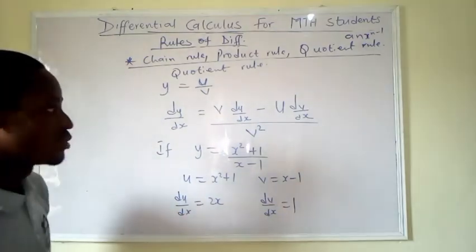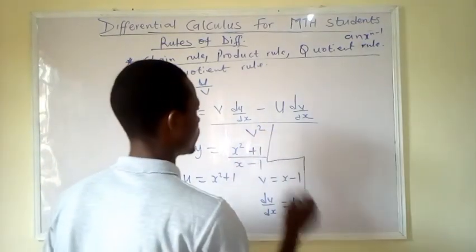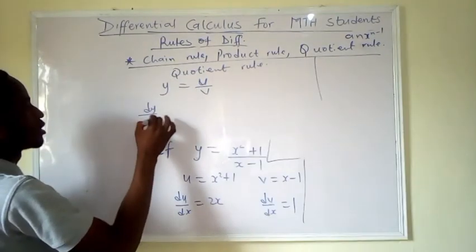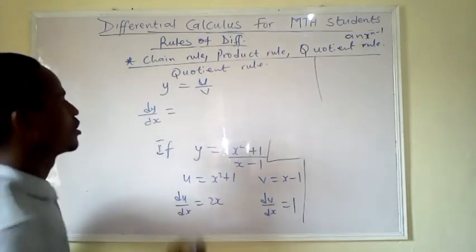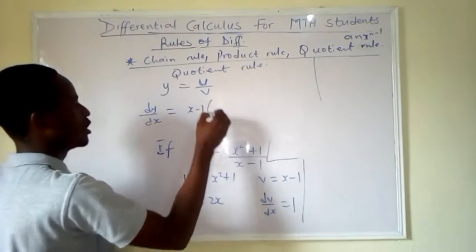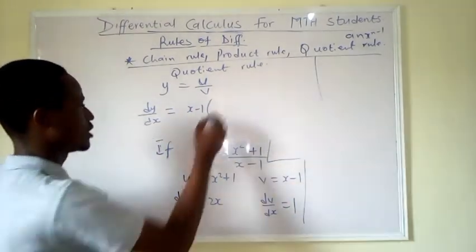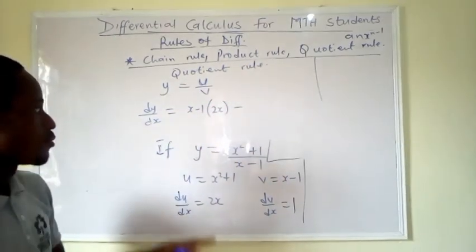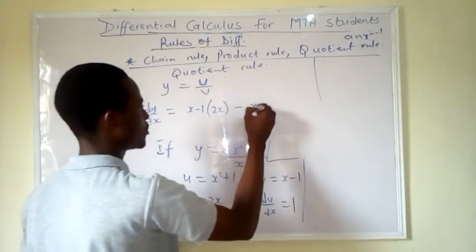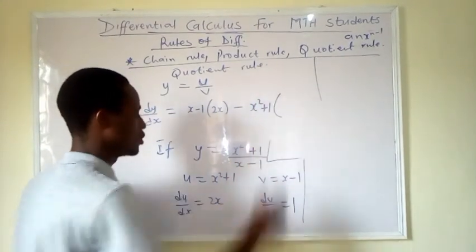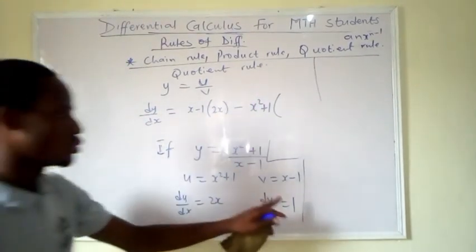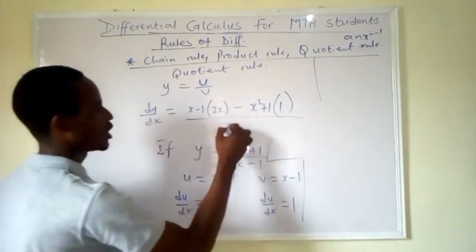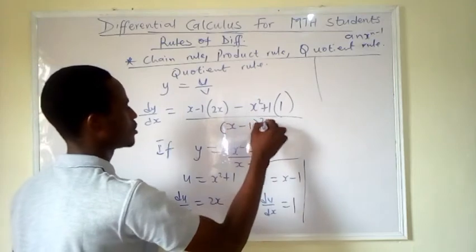Derivative of minus 1 is 0. So slotting that into the formula here, dy/dx is going to be v, which is x minus 1, times du/dx, and that is 2x, minus u, which is x squared plus 1, times dv/dx, which is 1, all over v squared. And what is v? x minus 1 all squared.